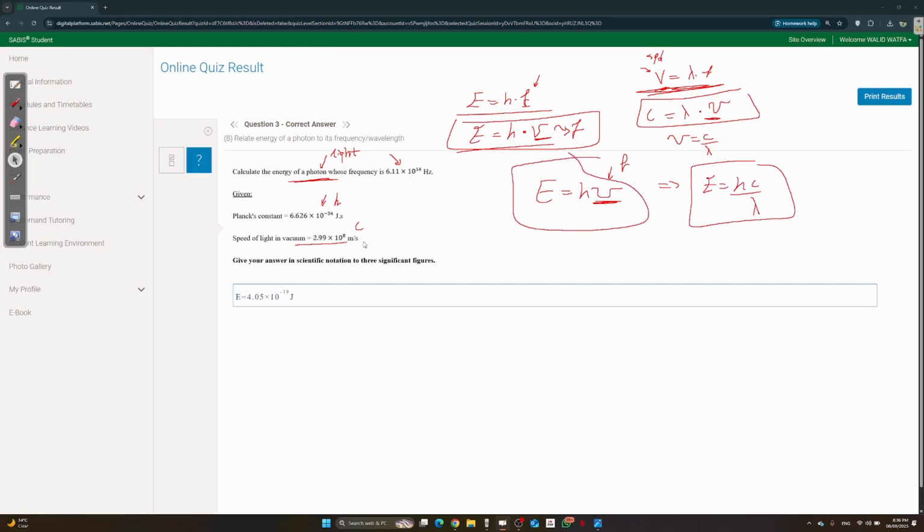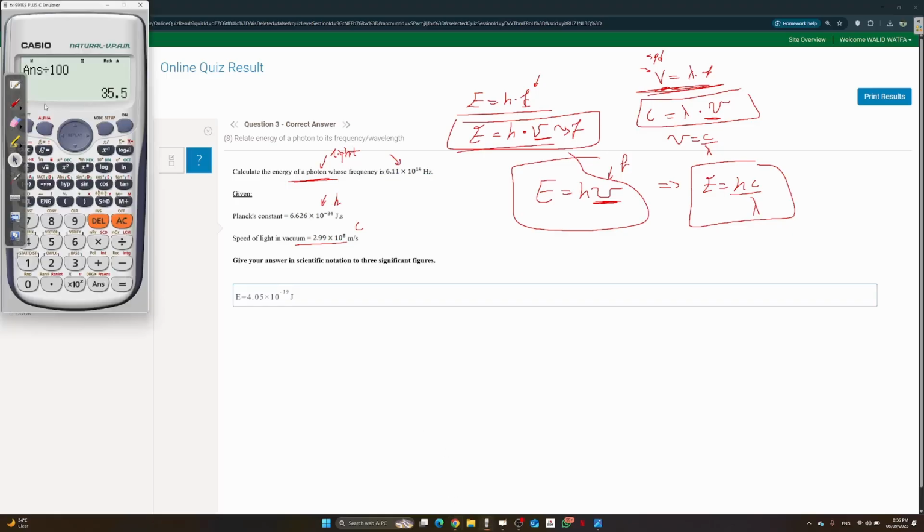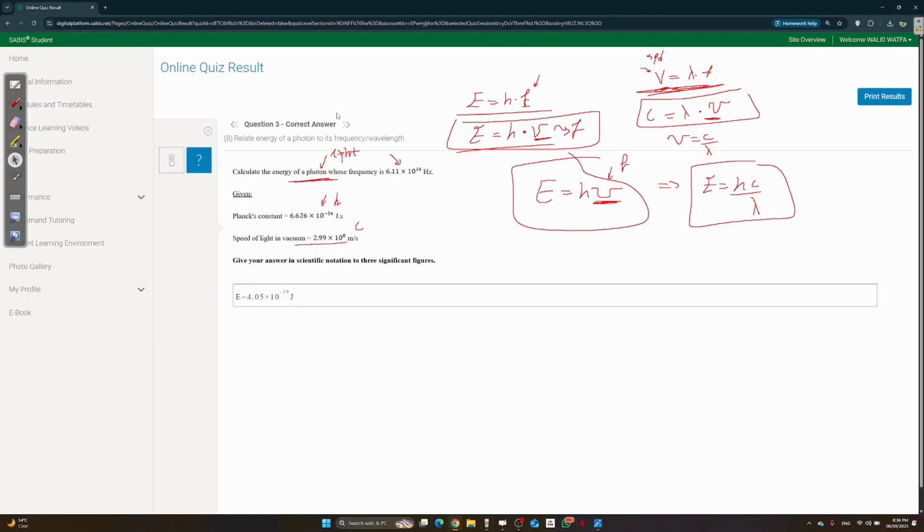Here, they gave me frequency and Planck's constant, so I have h and I have ν. I can just do 6.11 times 10 to the power of 14 times 6.626 times 10 to the minus 34. Will you get this? Very easy.